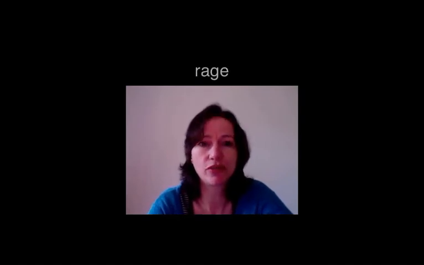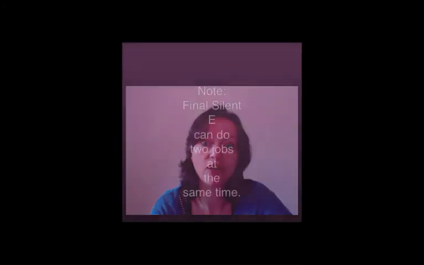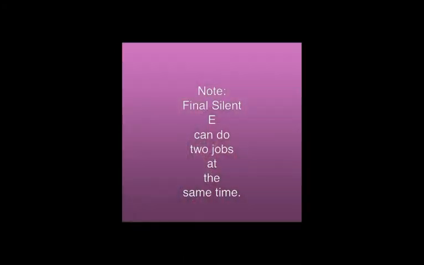To show you what I mean again, write the word rage next to race, and ask the questions. Taking away the final silent E, what would that word become? That's right, rag. So again, final silent E in this word is making the A say its name and the G say J. So let's write that as a note. Final silent E can do two jobs at the same time. And have your students find more examples of this.